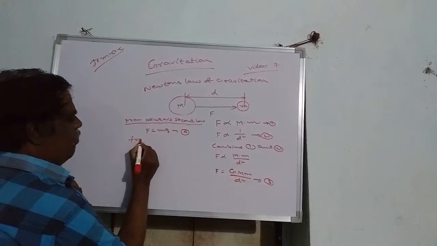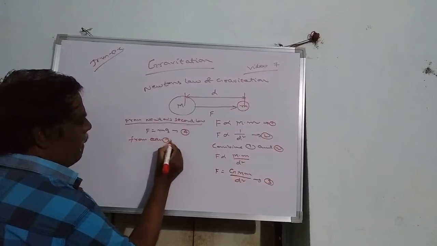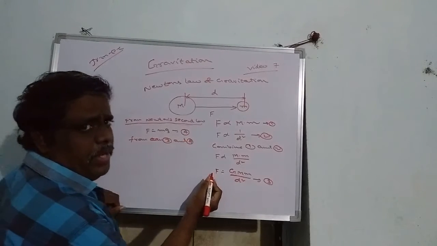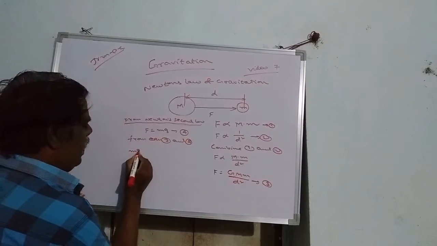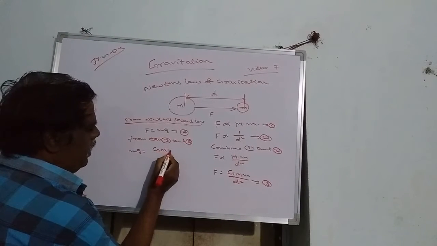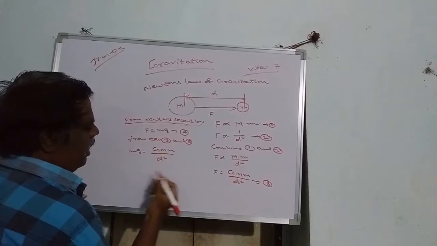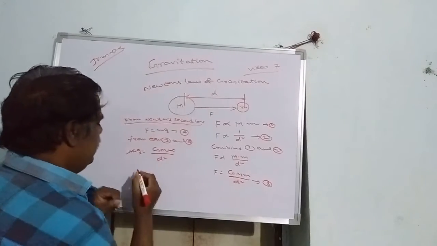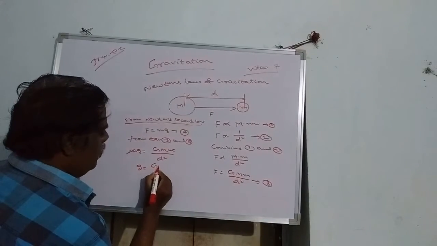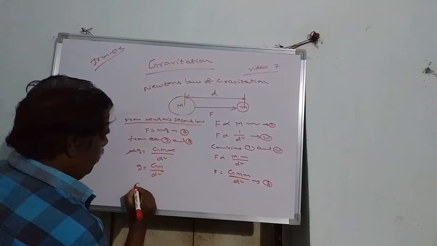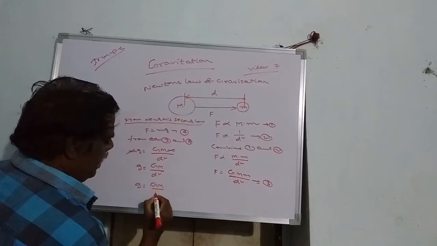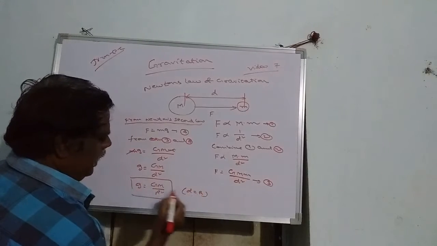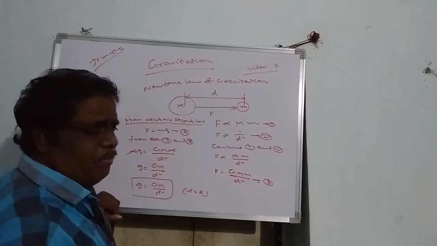From equation 3 and 4, in the place of F, we should write mg. Therefore, mg is equal to GMm by D square or R square. The m becomes cancelled. These are the masses of the objects. Then the formula becomes g is equal to GM by D square, or g is equal to GM by R square, since D is equal to R. So g is equal to GM by R square.